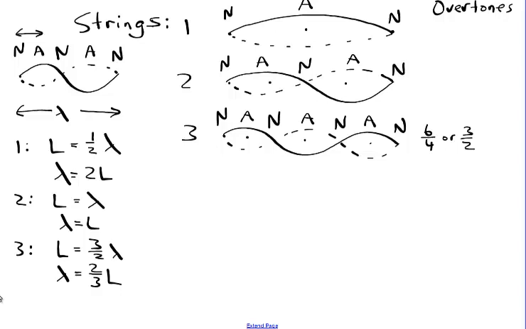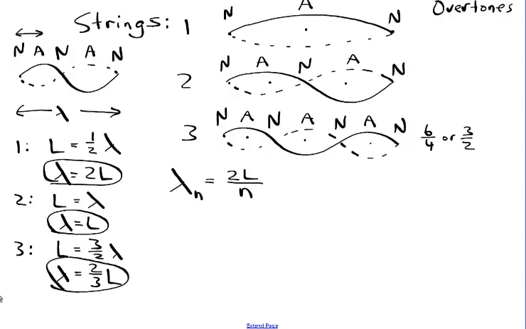And the pattern is that the wavelength for any given mode, and I'll write a little n to represent a generic mode number, is equal to 2 times the length over that number. So for instance, for 1, we had 2 over 1, or 2 times the length. For 2, we had 2 over 2, which is 1 times the length. And for 3, we had 2 over 3, which is 2/3 the length, and so forth and so on. If I got up to number 5, the wavelength would be 2/5 the length of the string.